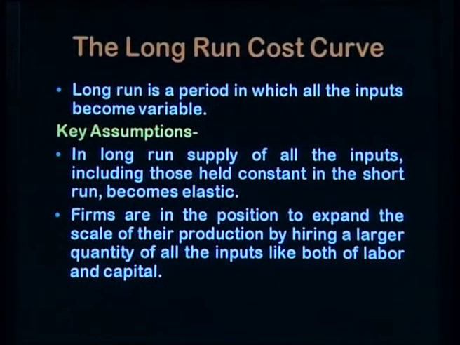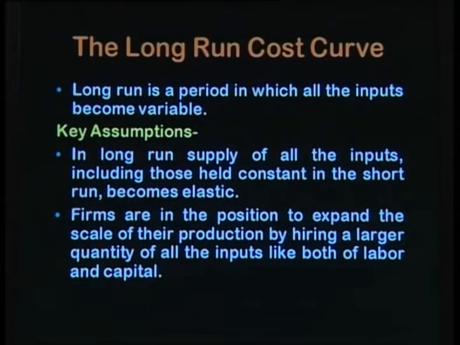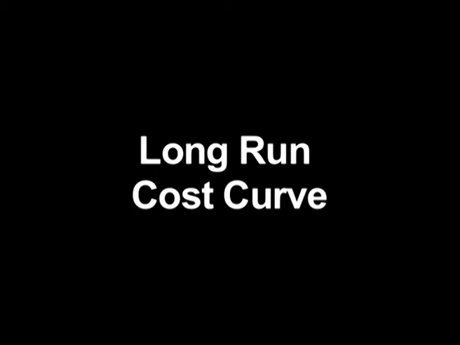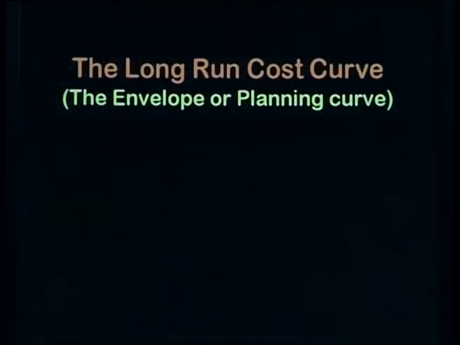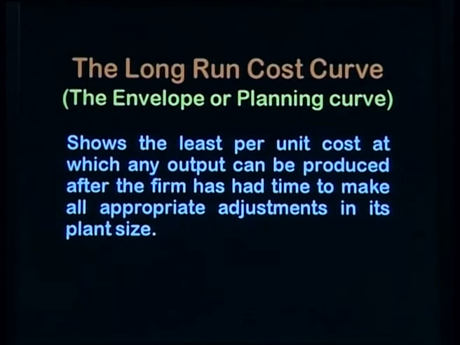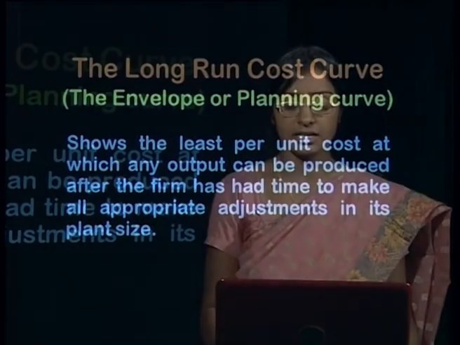Firms are in a position to expand the scale of their production by hiring a larger quantity of all inputs, like both labor and capital. Now what is the long run cost curve? We call it the envelope or planning curve also. It shows the least per unit cost at which any output can be produced after the firm has had time to make all appropriate adjustments in its plant size.